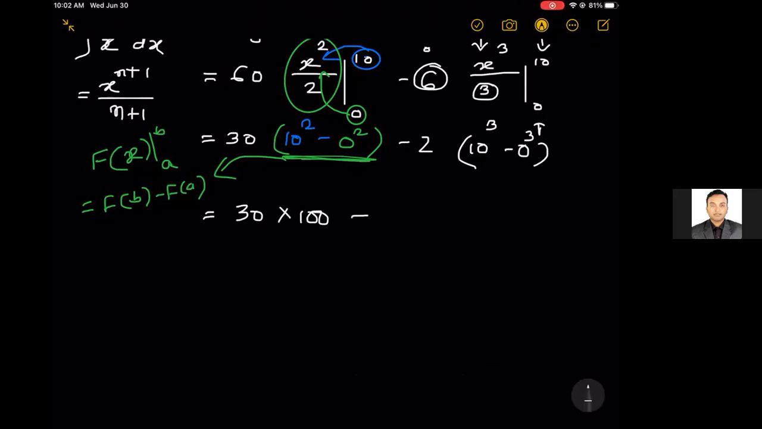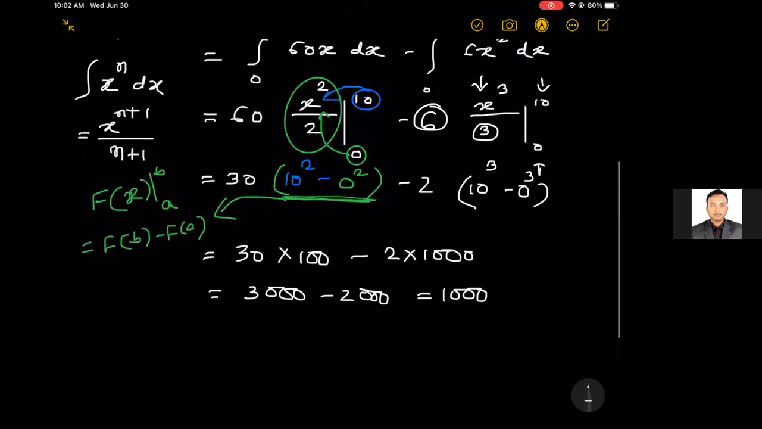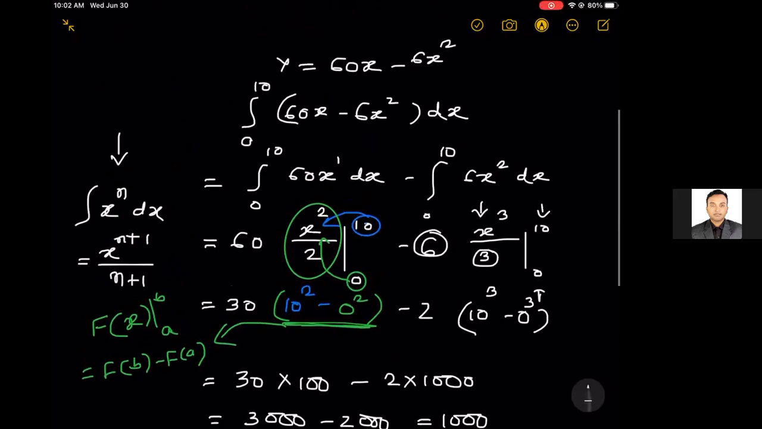minus 10 cubed is 1,000. Minus 0 is always going to be the same. So it will be 1,000. So 2 times 1,000. So precisely we'll have 3,000 minus 2,000, which is 1,000. This should be the area of this particular function.